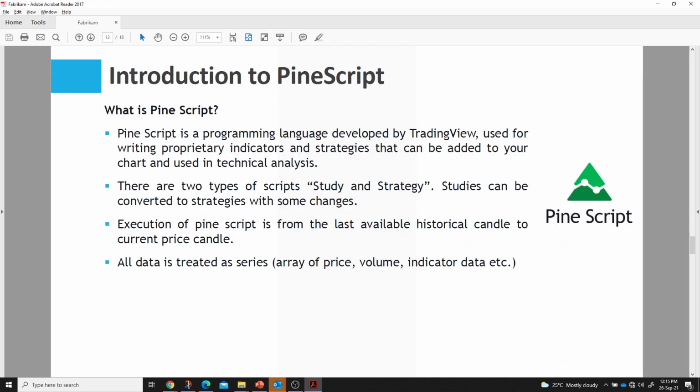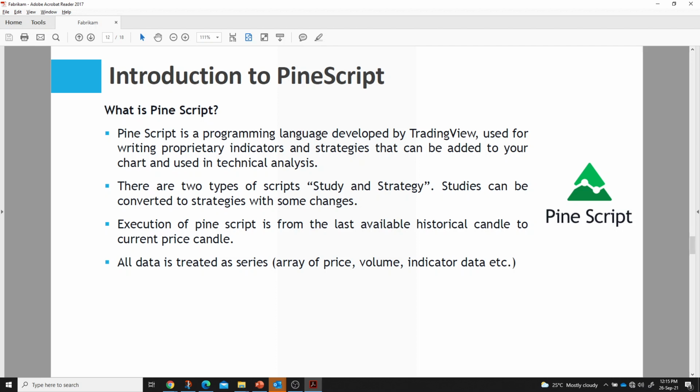Okay. Then let's go to the prime topic. PineScript. I think most of you are interested in this. So what is PineScript? It is a programming language developed by TradingView for its platform, where you can write proprietary indicators and strategies and then add it to your chart, primarily to do technical analysis.